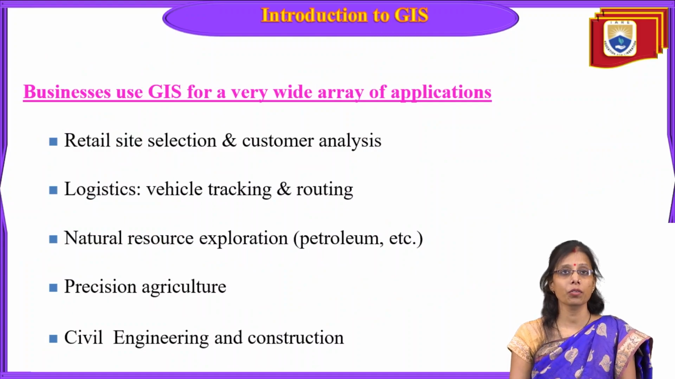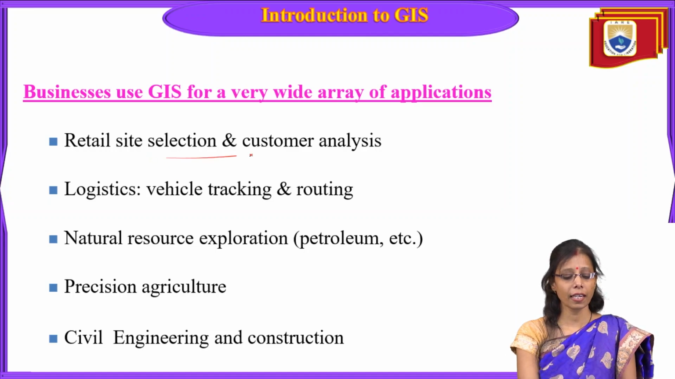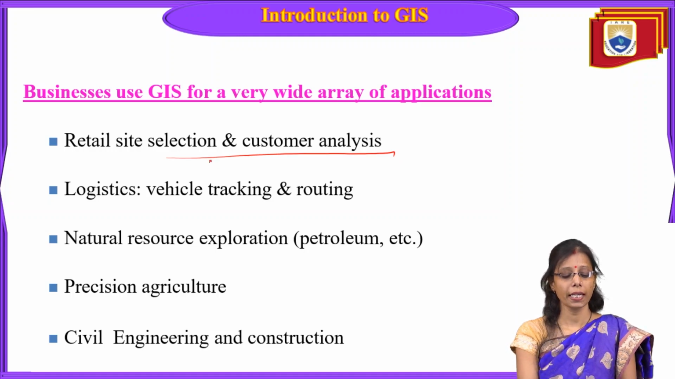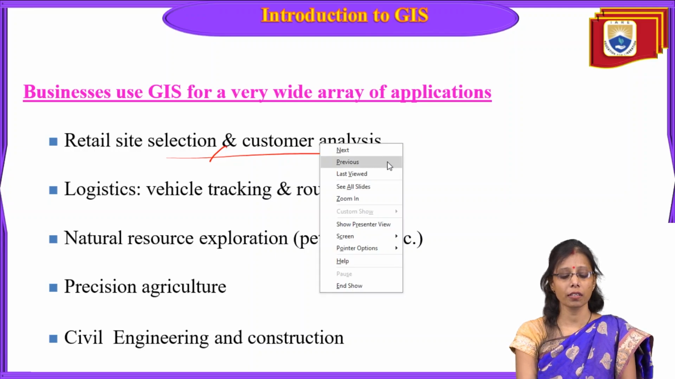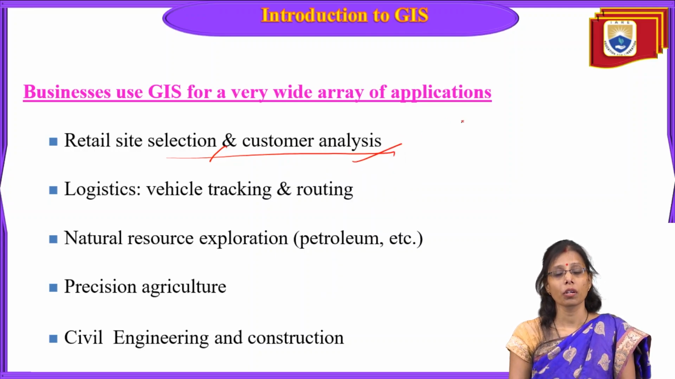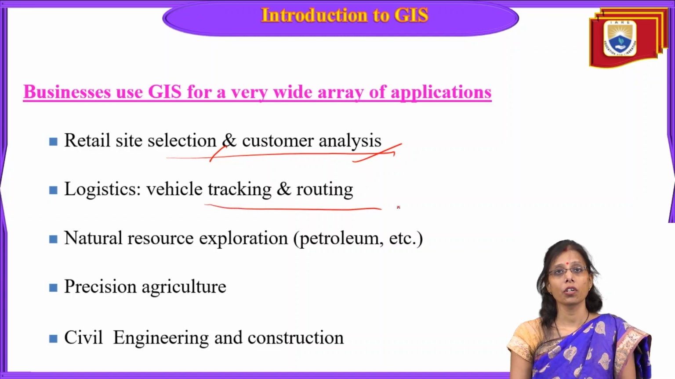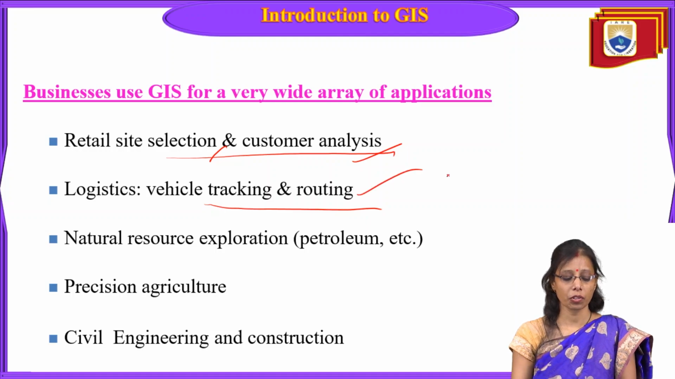Now, next, coming to this topic, businesses use GIS for a very wide array of applications like retail site selection. So for business purposes, we can consider GIS for site selection, or if we want to do customer analysis, we just use GIS. Logistics means vehicle tracking and routing every day. For the logistics vehicles, tracking and routing, we use GIS. So which vehicle has to go, which vehicle number has to go, how much time it takes, all that tracking is done by the GIS process only.